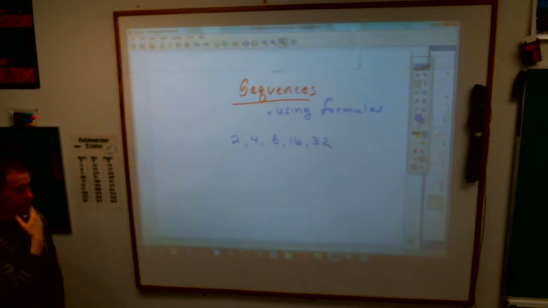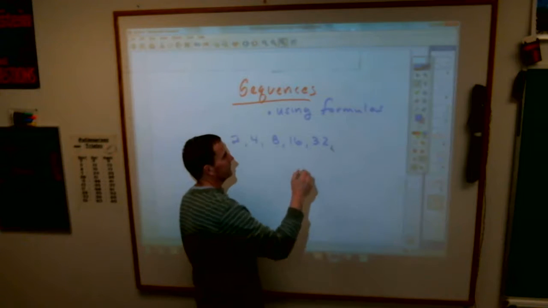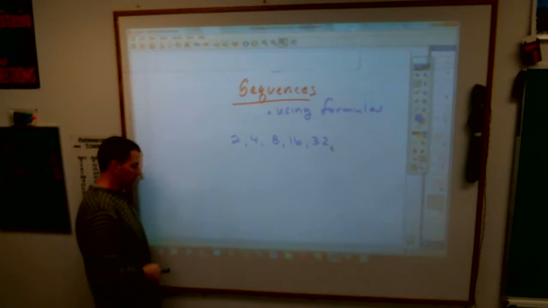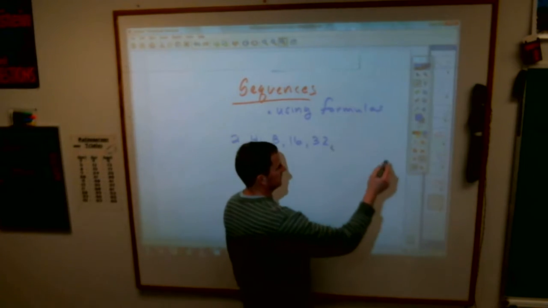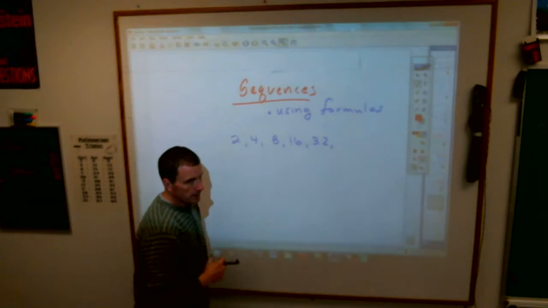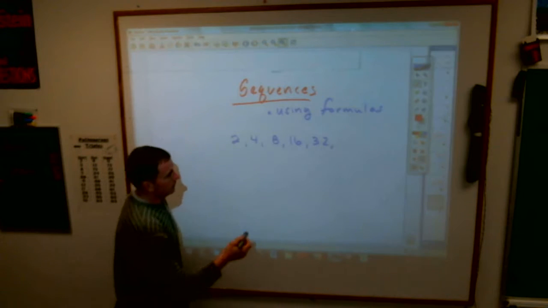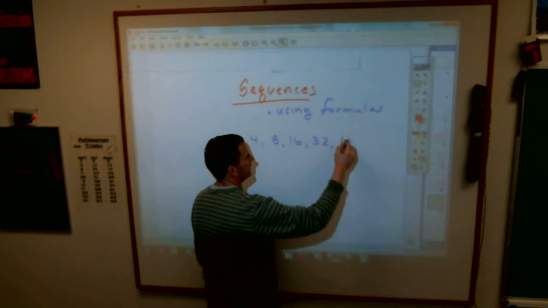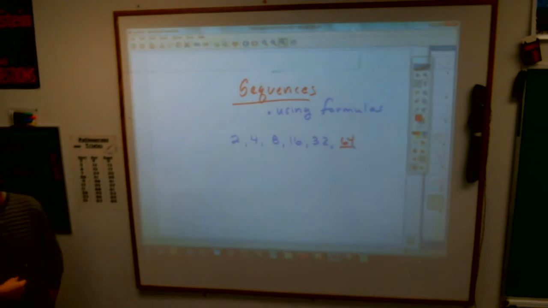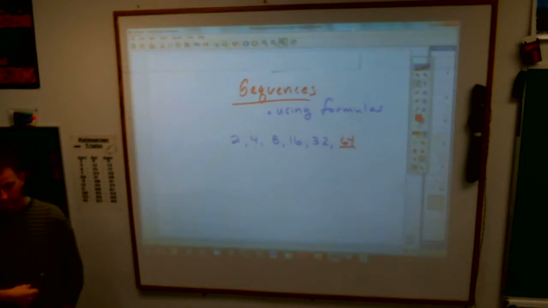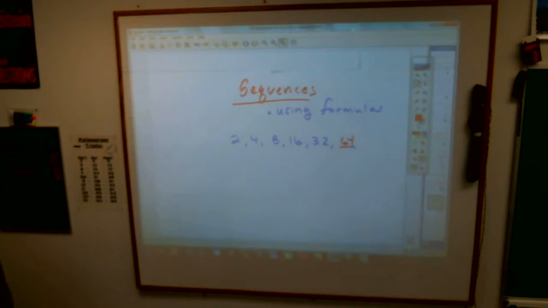If you have this sequence, I think we talked about this before. What would be the next number in this sequence? It goes 2, 4, 8, 16, 32. Right? 64. That's kind of a no-brainer. But what if I asked you what the 50th term in the sequence was? You really don't want to have to sit down and do that 43 or 44 more times to figure that out.